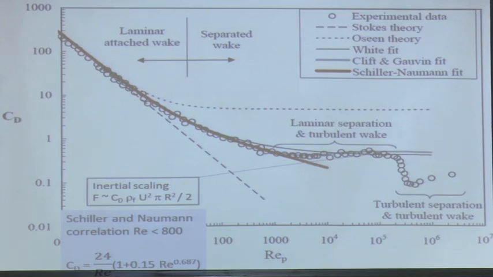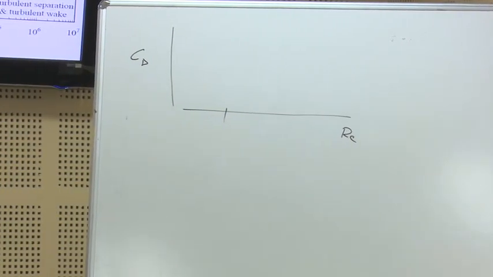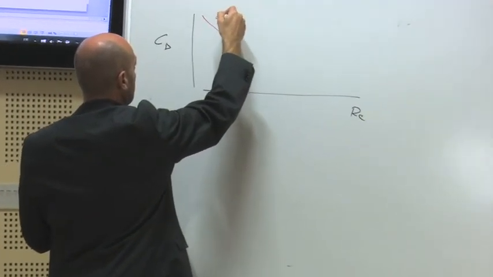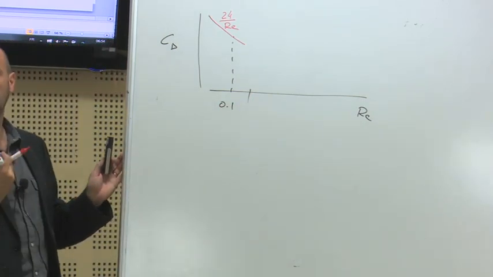Okay, so we are going to explain what is the meaning of that. So if I plot CD as a function of the Reynolds number, you see that when the Reynolds number is below, let's say, 1 or 0.1, then we get the 24 over Reynolds number. Let's say when it is below 0.1, okay, very, very low Reynolds number.